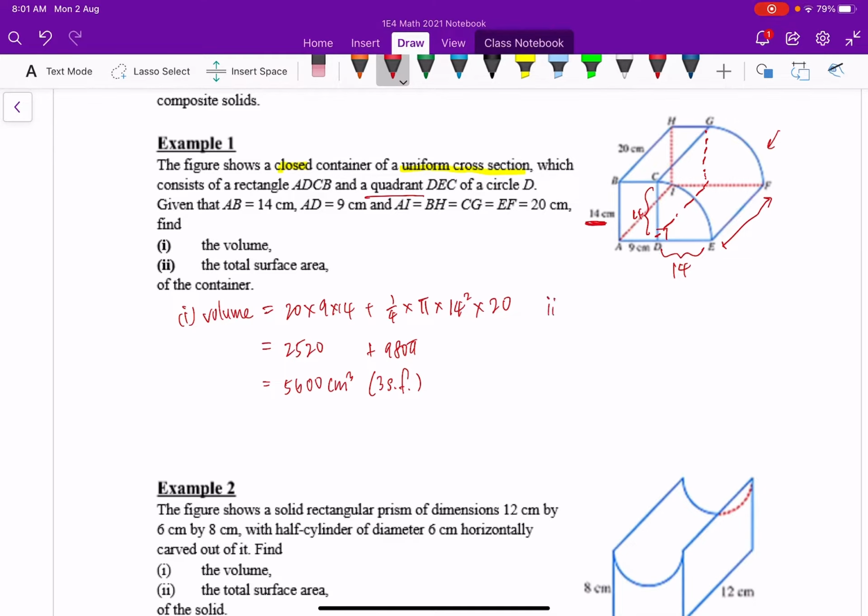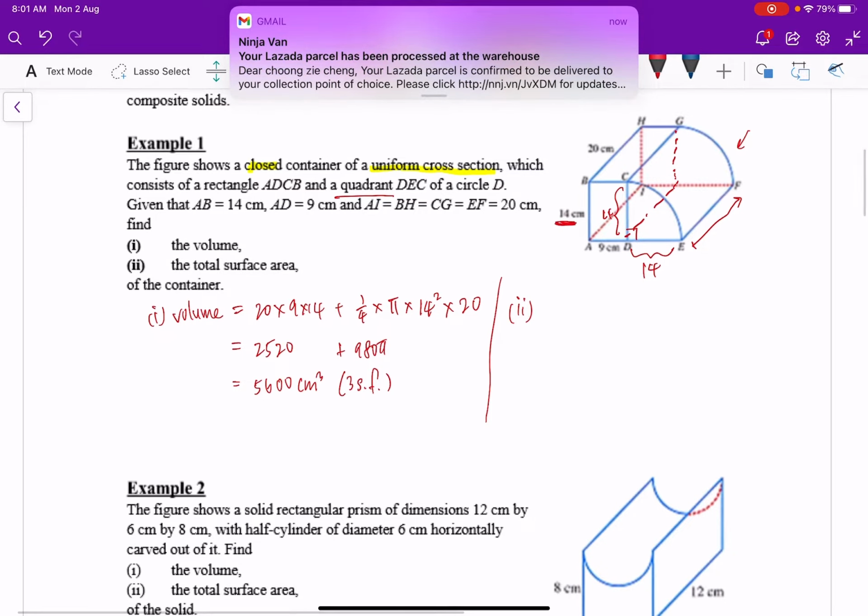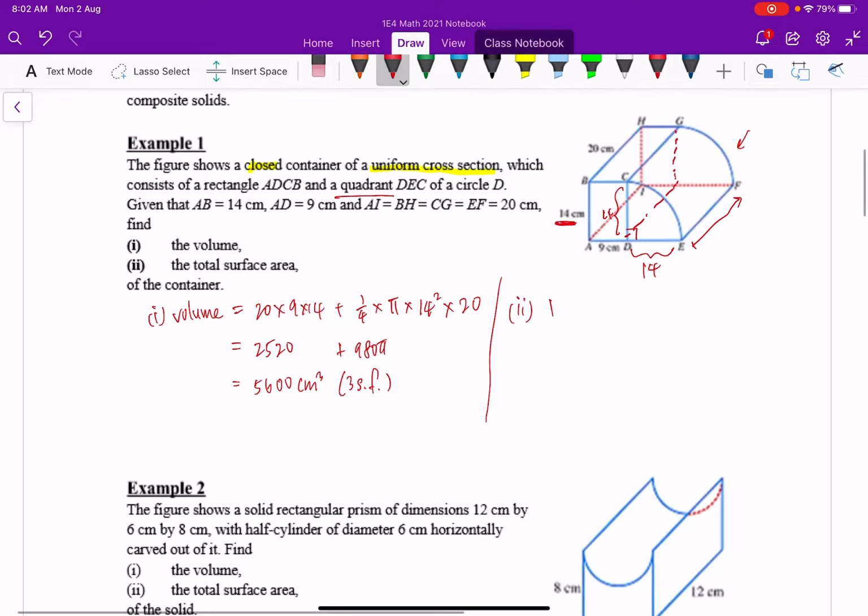Second part, they ask us to find the total surface area of the container. I'm gonna clean it up. We need to make sure we know how many faces there are. First we need to find out the cross-section area. Find the area of the cross-section first. How do I find that? There are two of them, right? Two of the cross-section area.